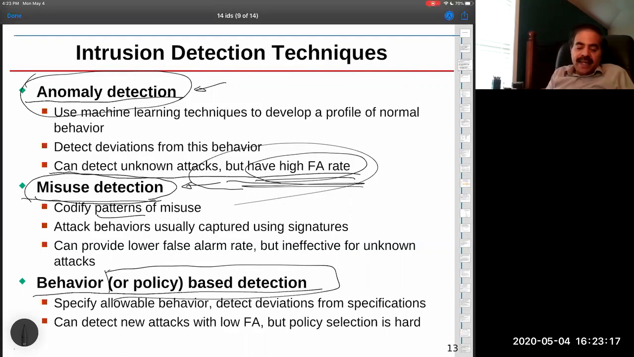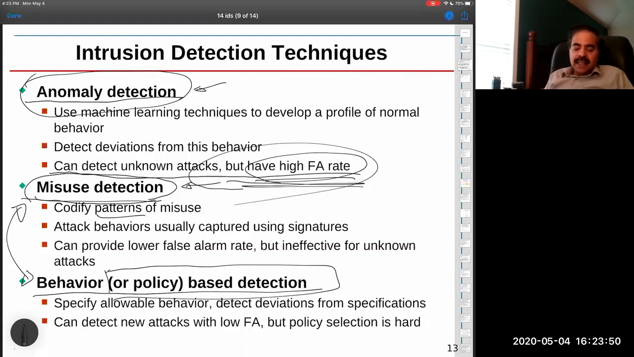And so in some ways, misuse detection and policy detection are similar in the sense that you need to have an idea of what it is that you're looking for, right? The difference is that you can think of misuse detection as some kind of a blacklist of disallowed behavior, whereas policy-based detection, you can think of it more like a whitelist of allowed behaviors, right? So that's the kind of distinction.